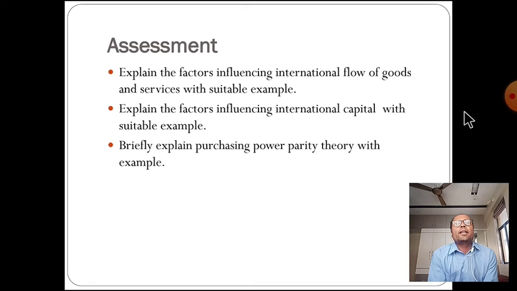Second, explain the factors influencing the international flow of capital with an example. You are supposed to give some example indicating each of the factors that are influencing, and then you need to explain the purchasing power parity theory with an example. Along with this, I'll be happy if you can add one more topic. What is the difference between the nominal exchange rate and the real exchange rate? If you do this, I'll be happy.